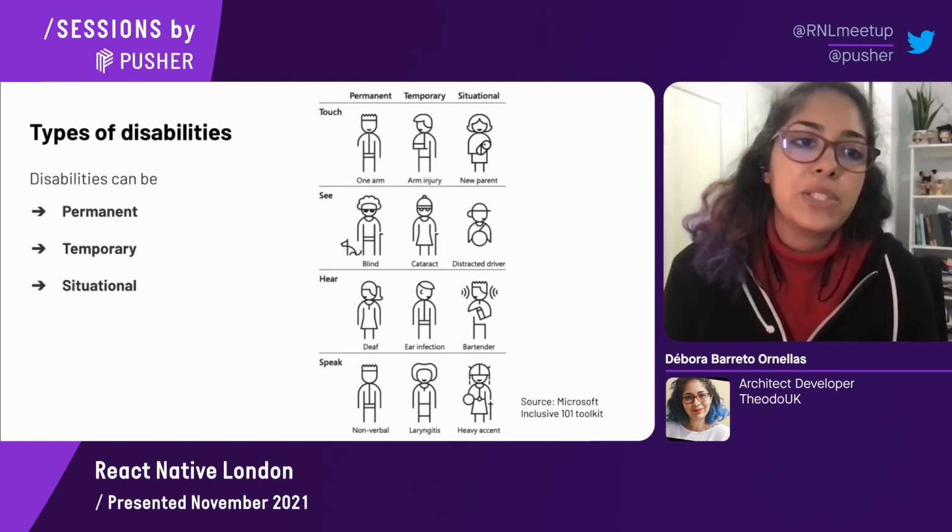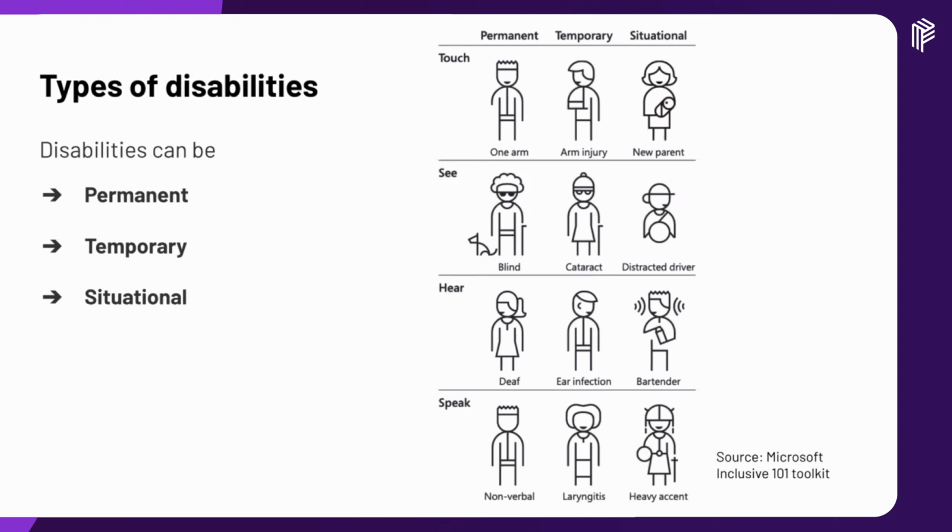So now, going to types of disabilities, one common misconception that we may have when thinking about disabilities is that we tend to think in many cases about permanent ones as being the only types of disabilities there are. But no, we need to always factor in temporary and situational disabilities.